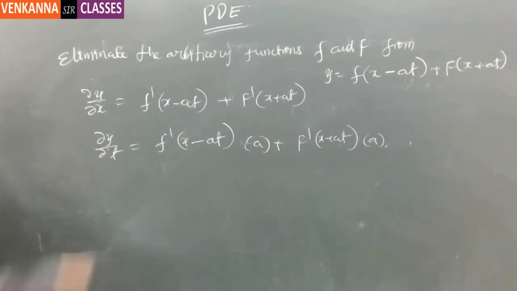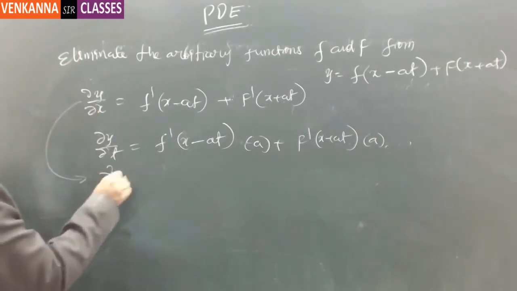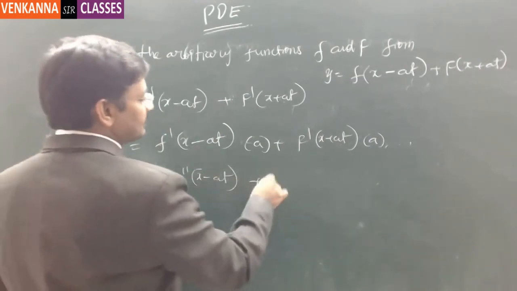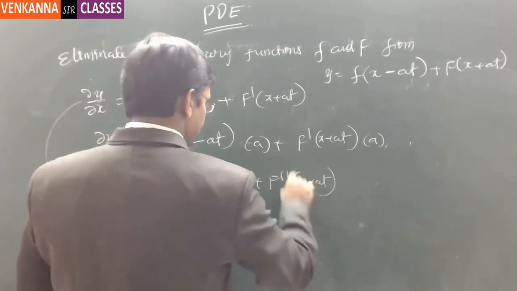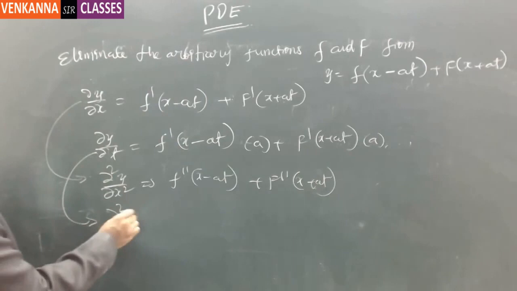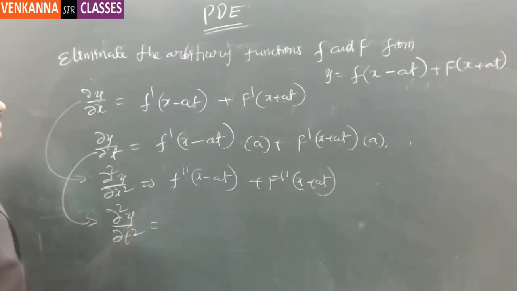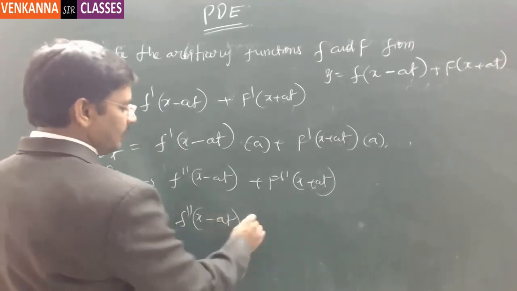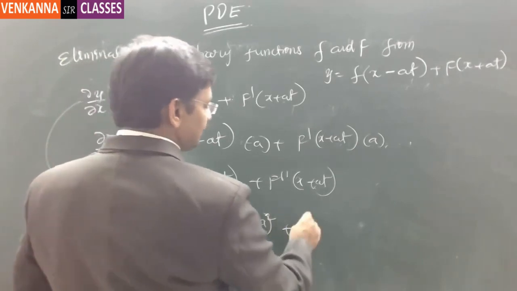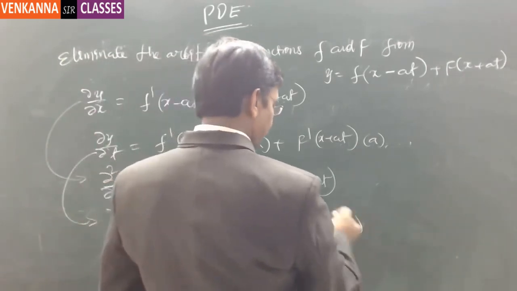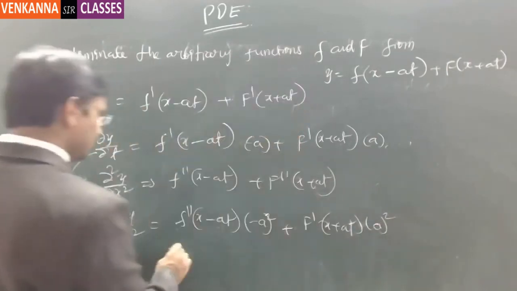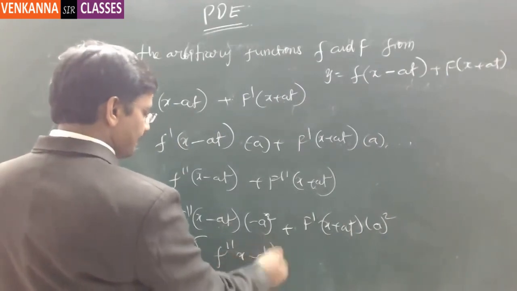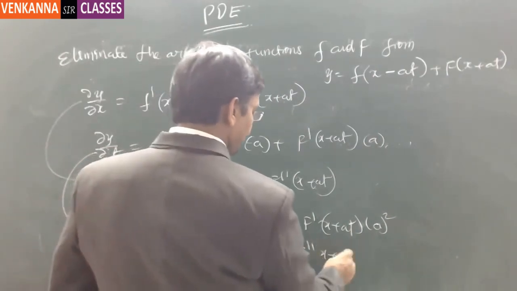Got it? And then if you take the derivative of this again, ∂²y/∂x² is equal to f double dash of (x minus at) plus F double dash of (x plus at). Now if you take the derivative again, ∂²y/∂t² is equal to f double dash of (x minus at) into (minus a) whole squared plus F double dash of (x plus at) into a squared. So if you take a squared out, what you are left with is f double dash of (x minus at) plus F double dash of (x plus at).